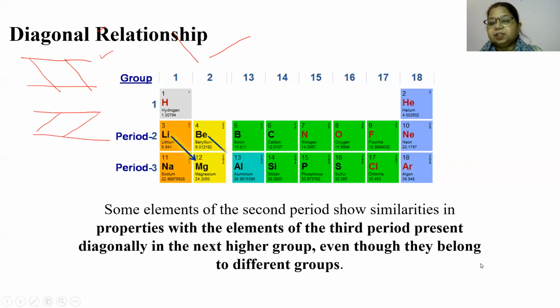So here is the precise definition which I would like all of you either to copy or to remember or to use. Again, the wordings are critical, at least in this definition. Some elements of the second period show similarities in properties with the elements of the third period present diagonally in the next higher group, even though they belong to different groups. We can get away with this last part of the line if you wish to, but rest of the things are compulsory and they have to be worded like this so that no one thinks that you are talking about this diagonal. These diagonals are incorrect. Is it clear?